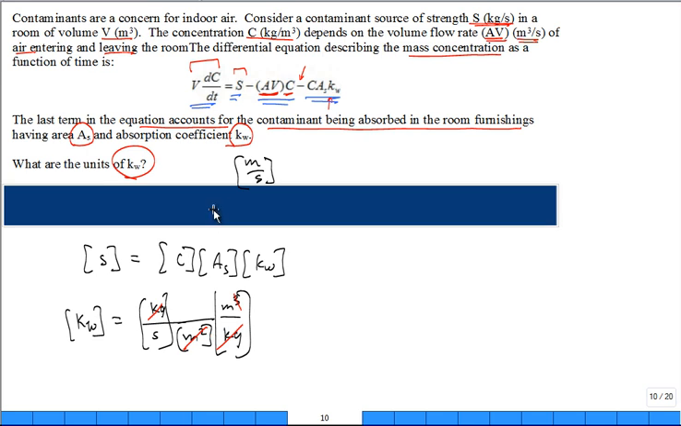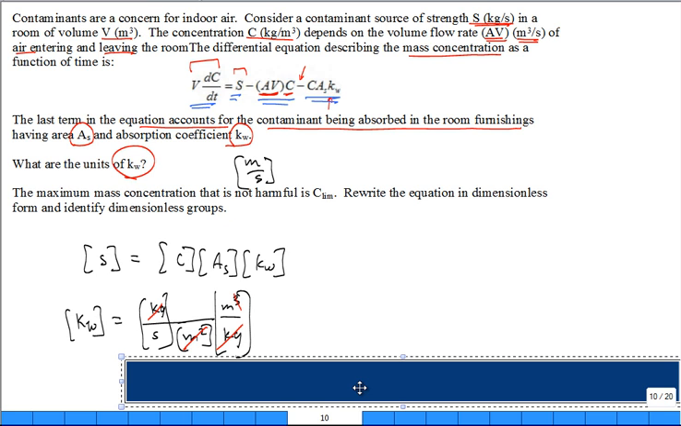Now, the next part. The maximum mass concentration that is not harmful is C lim, the limit, okay? So rewrite the equation in dimensionless form and identify.